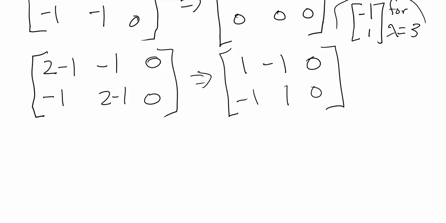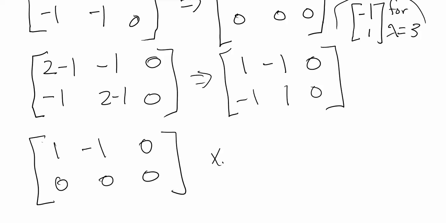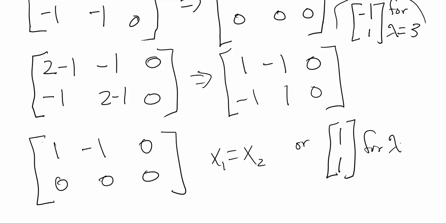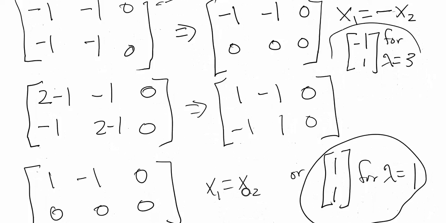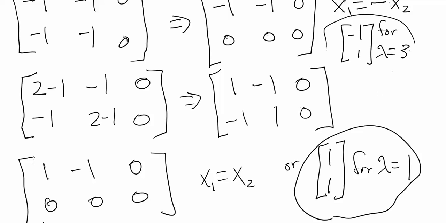When we apply Gaussian elimination, this is going to easily reduce to 1, minus 1, 0. You just add row 1 and row 2 to eliminate row 2 completely, and this is saying that x1 is equal to x2, or our other eigenvector is 1, 1 for lambda equals 1. So we found our 2 eigenvalues and our 2 eigenvectors shown right here. There's our pair of eigenvectors and eigenvalues, successfully identified.